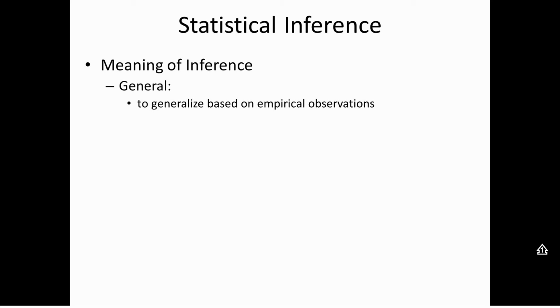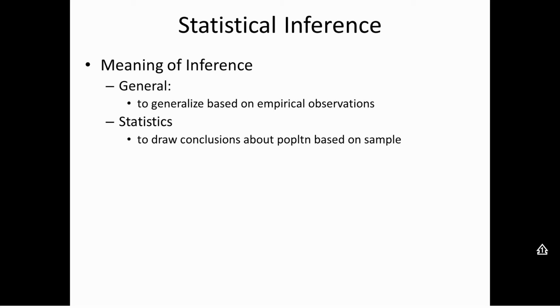Now, how does that work in statistics? What is statistical inference? Well, it's a little bit different, but it's the same sort of idea. We're going to draw conclusions about a population. That's our generalization. We're going to generalize to the population based on a sample that we draw. Okay, that's going to be our limited empirical observations, if you will. Okay, so we're going to take a sample, we're going to study it, and based on what we see from that sample, we're going to generalize it.